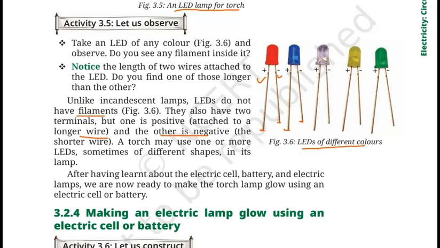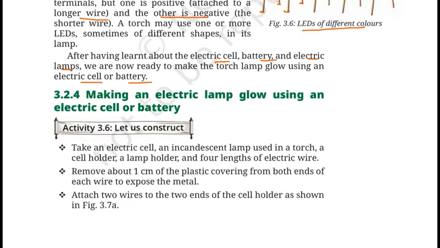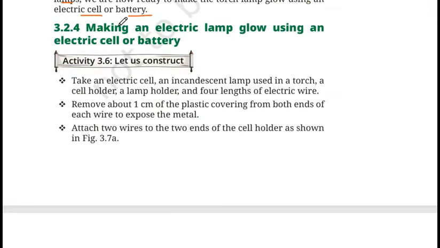After having learnt about the electric cell, battery, and electric lamp, now we are ready to make a torch lamp glow using an electric cell or a battery. How do we do it? Let us construct it. First, what do you need? You need an electric cell, obviously.